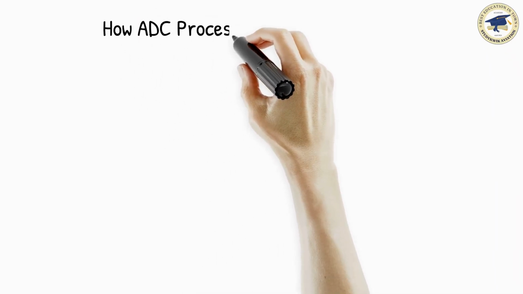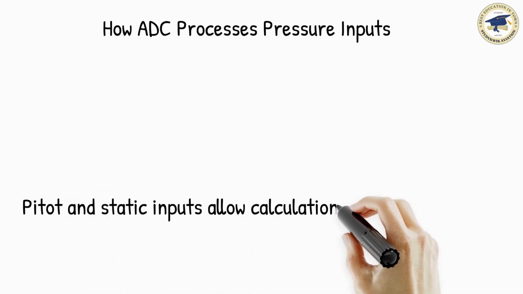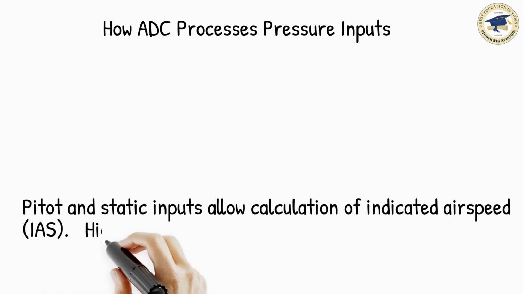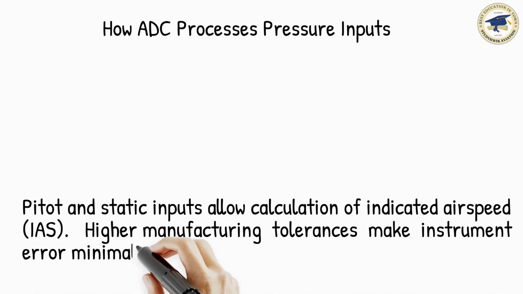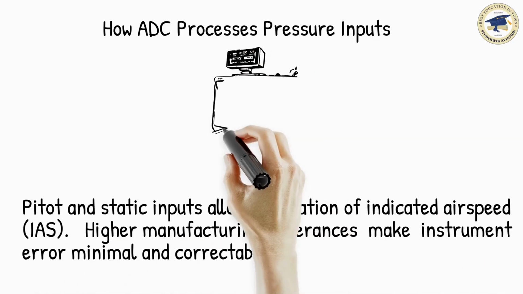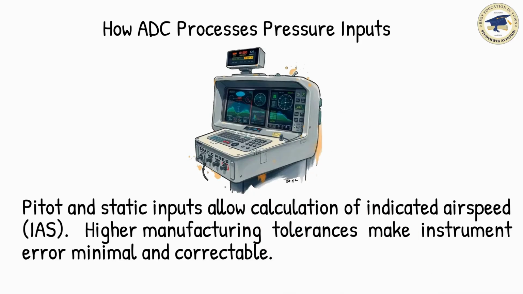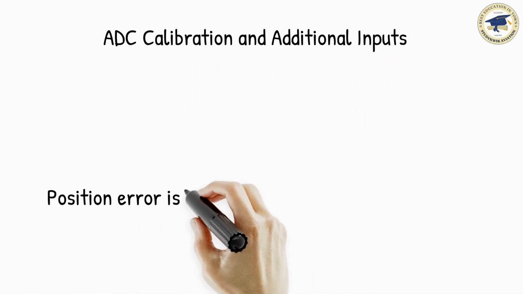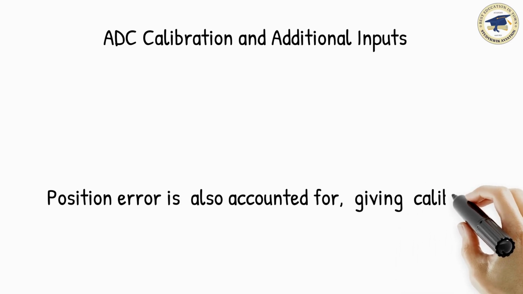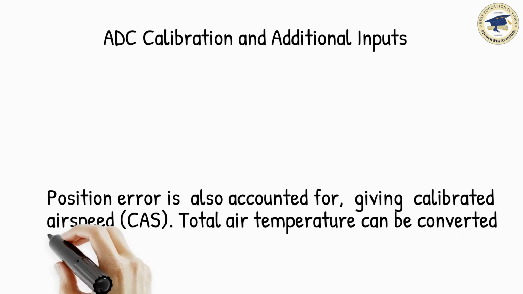Pitot and static inputs allow calculation of indicated airspeed. Higher manufacturing tolerances make the instrument error minimal and correctable. Position error is also accounted for, giving calibrated airspeed, CAS. Total air temperature can be converted to static air temperature automatically.